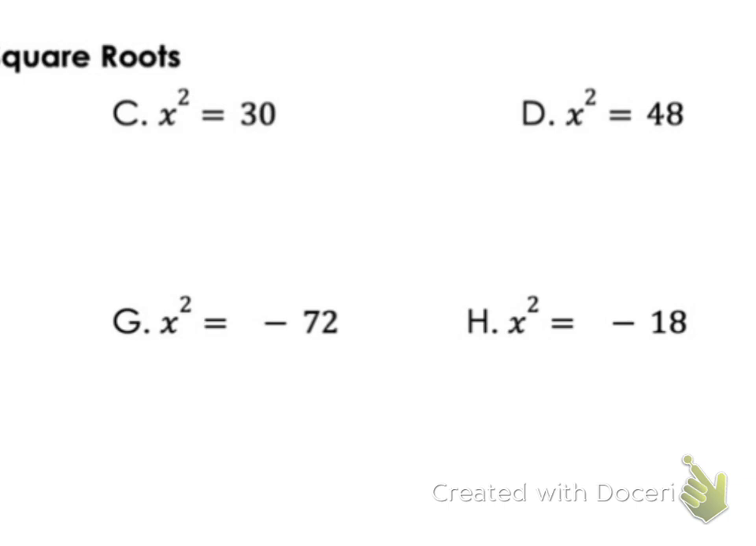All right, C, 30. Not a perfect square. Need to simplify. Okay. So what are two factors of 30 here? 5 and 6. 3 and 2. Do we have any pairs of 2? No. So that answer would just be plus or minus square root of 30.